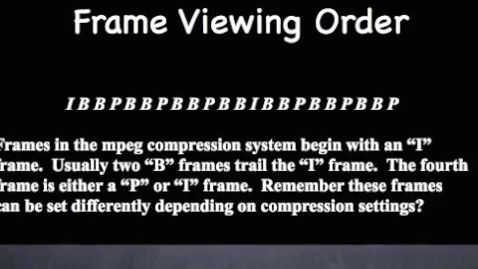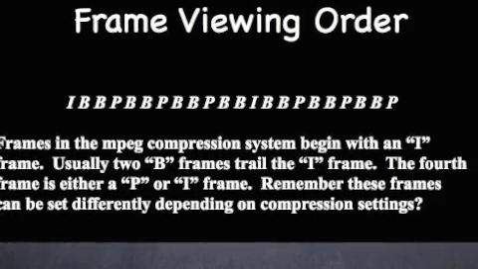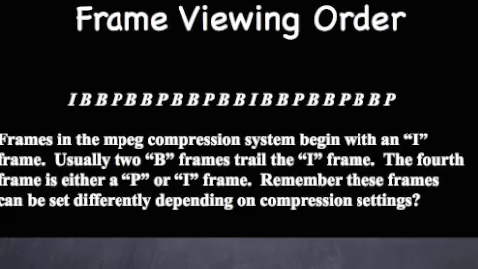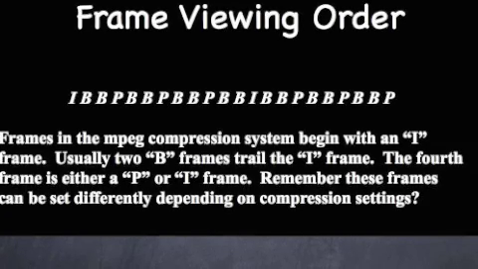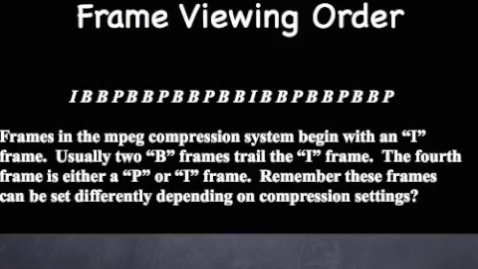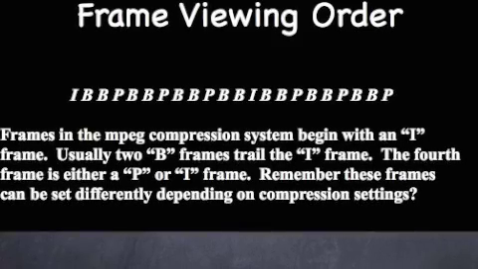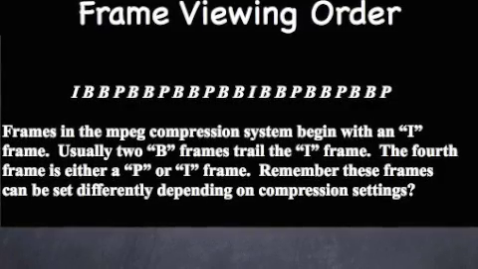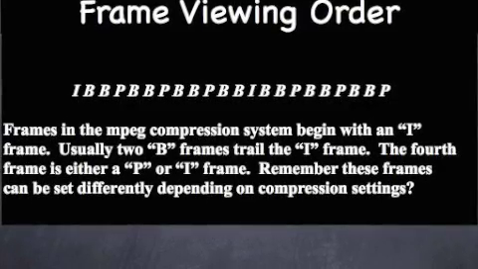As previously mentioned, we were talking about the framing order. If you'll notice right now, there's a string of letters up there. The frames in the MPEG combination system begin with an I frame, usually followed by two B frames, and following up with another P or I frame. Remember, these frames can be set differently depending on your compression settings.